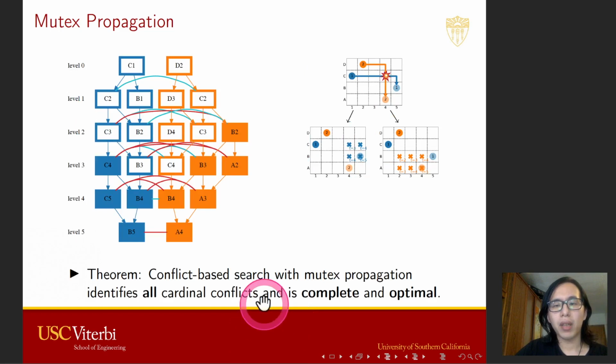In CBS, in one of the child nodes, we will transform these 4 blue MDD nodes into 4 constraints at the corresponding locations at the corresponding time steps for the blue agent. And in the other CBS node, we will do the same thing for the orange agent. We can see that in both CBS nodes, we find collision-free paths. In the paper, we prove that conflict-based search with mutex propagation identifies all cardinal conflicts and is complete and optimal.